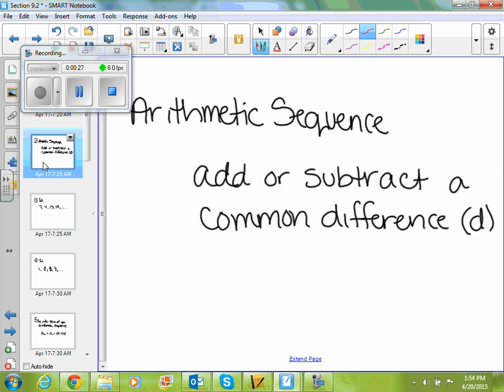How do you say that? Arithmetic. It's spelled the same way as arithmetic, I know. Okay. It's just pronounced differently.